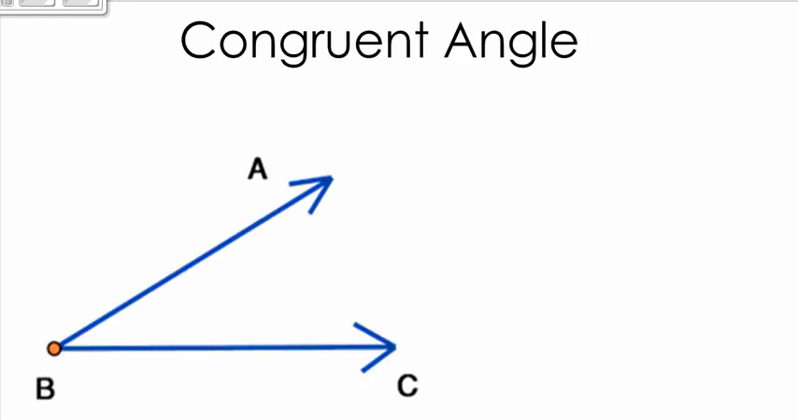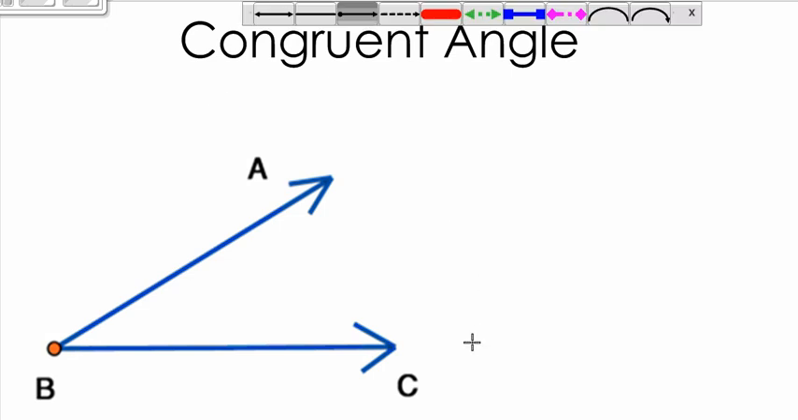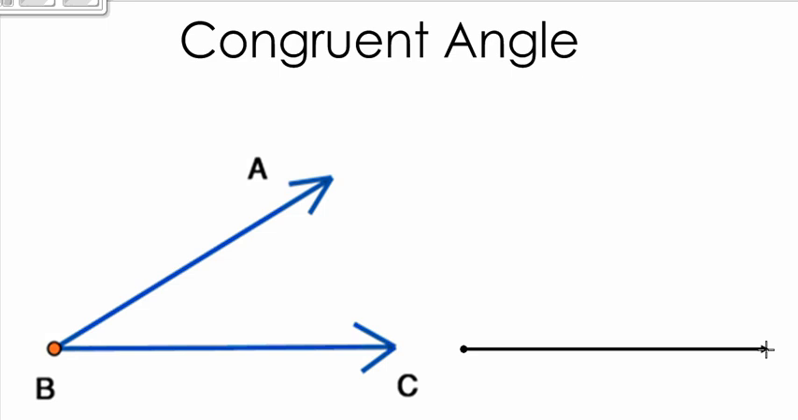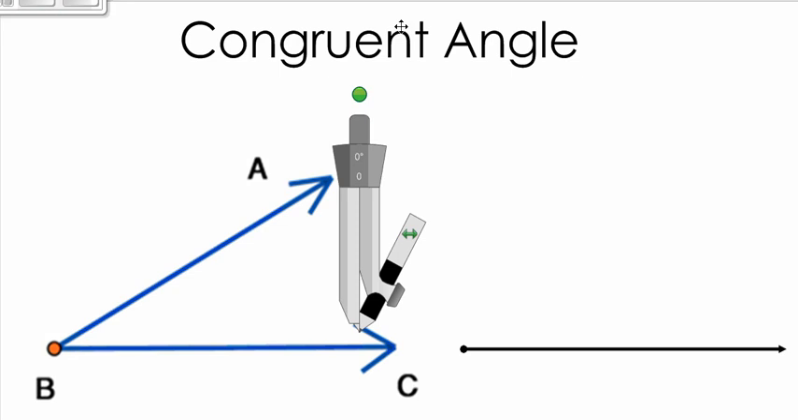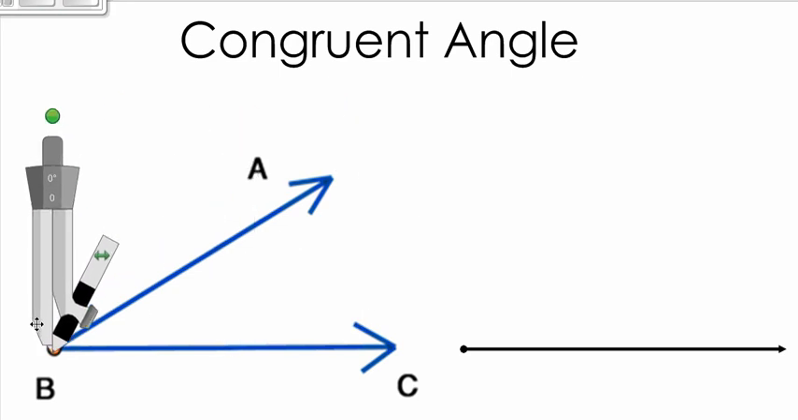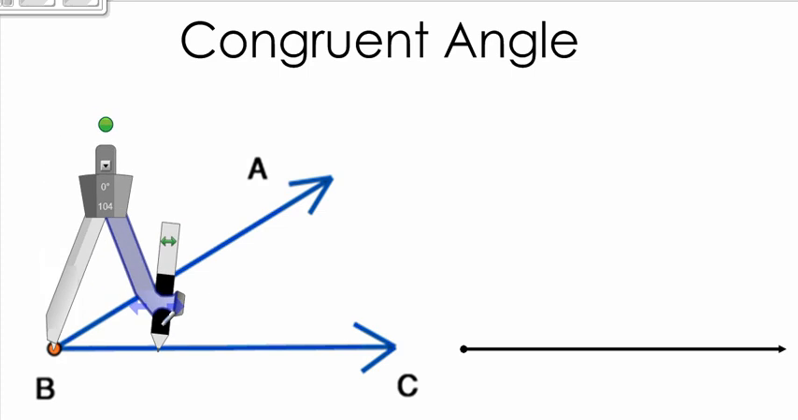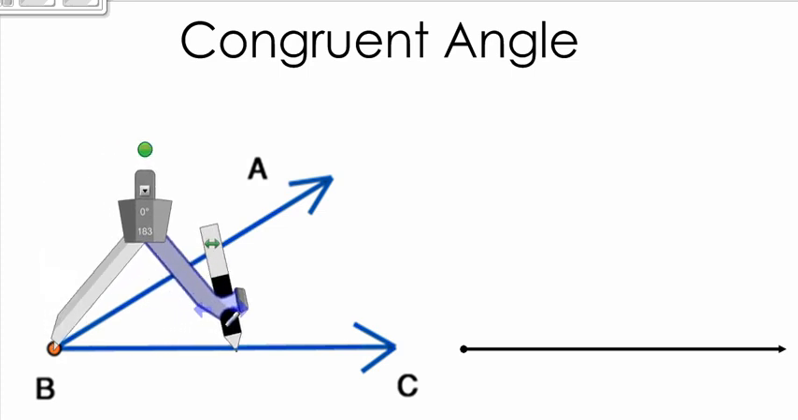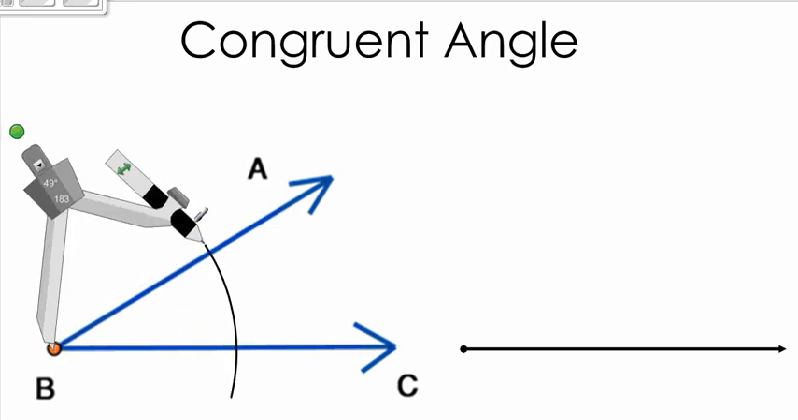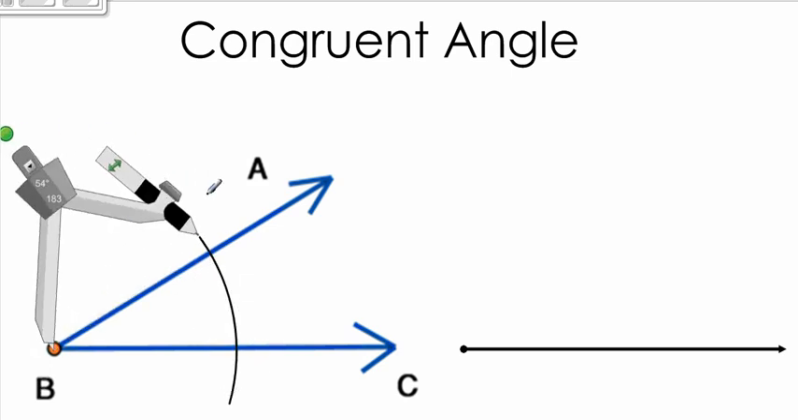Next, we're going to talk about a congruent angle. For a congruent angle, we also need to have a congruent ray. So I'm going to draw myself another line that's clearly longer than the line from B to C. And I'm going to take my compass and I'm going to put it on point B. And I'm going to stretch my compass out a little bit further than halfway. And I'm going to make an arc mark that touches both lines AB and ray BC.